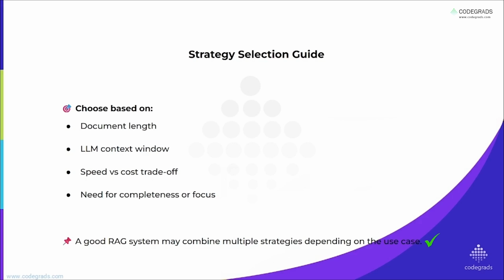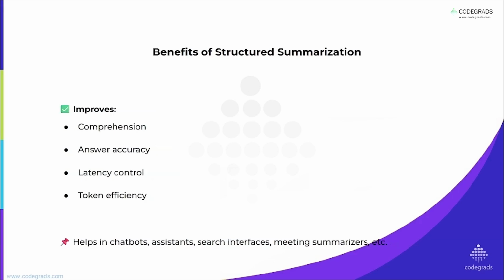Now, a good RAG system may combine multiple strategies depending on the use case. If you want to build a more accurate answer to the user query, then we need to combine multiple strategies depending on the use case. Now, the benefits of structured summarization: it improves comprehension, answer accuracy, latency control, and token efficiency. Structured summarization helps in chatbots, assistants, search interfaces, meeting summarizers, etc. So these are the multiple use cases where it helps. In most Gen AI use cases, such as chatbots or meeting summarizers, we need a summarization strategy.